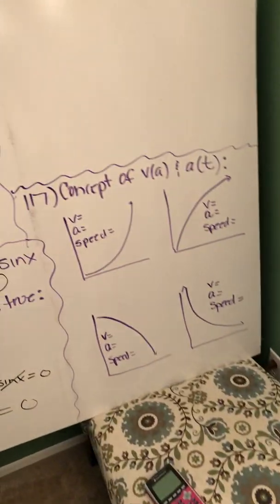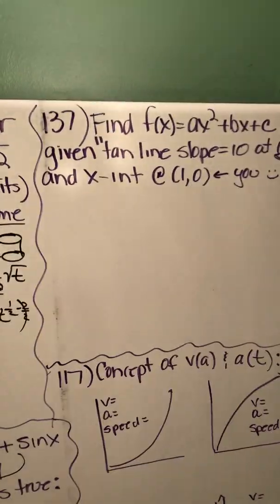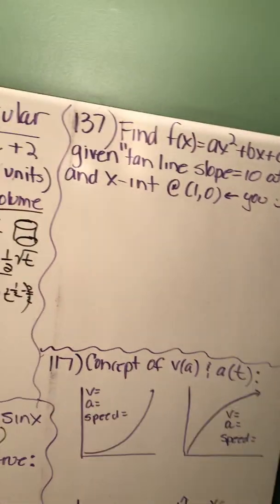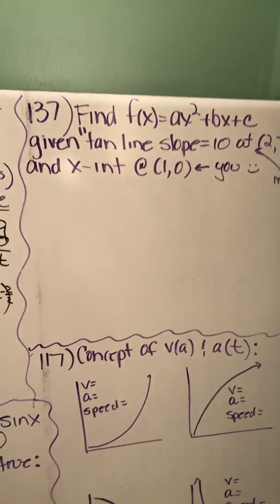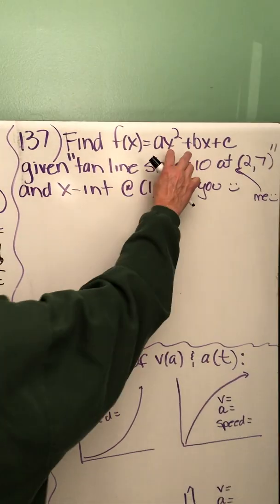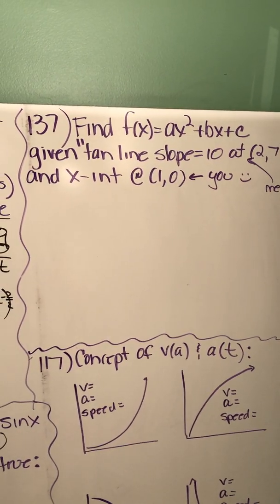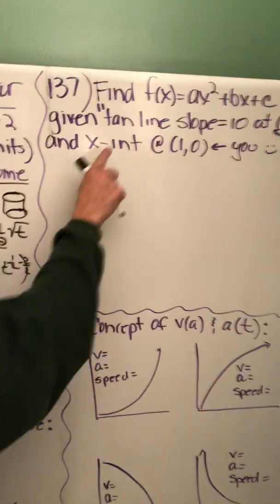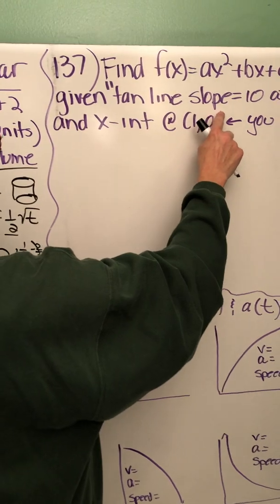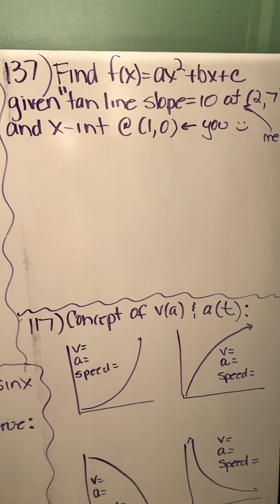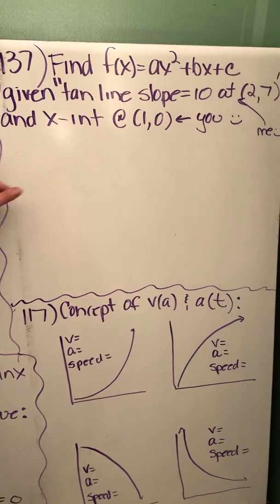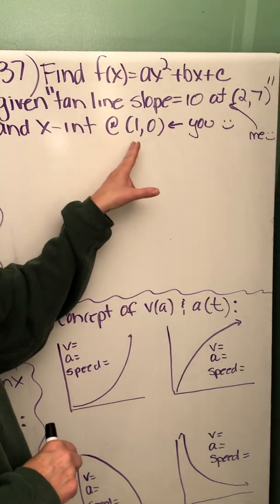Class, number 137, we're not going to work this whole problem out. I just know that you need a hint on one little piece here, and so I'm going to help you with that piece. They want you to write this quadratic equation, ax squared plus bx plus c, given the tangent line has a slope of 10 at the point (2, 7). Notice I have that in quotes. I'm going to do that part with you. And the x, it has an x-intercept of (1, 0).